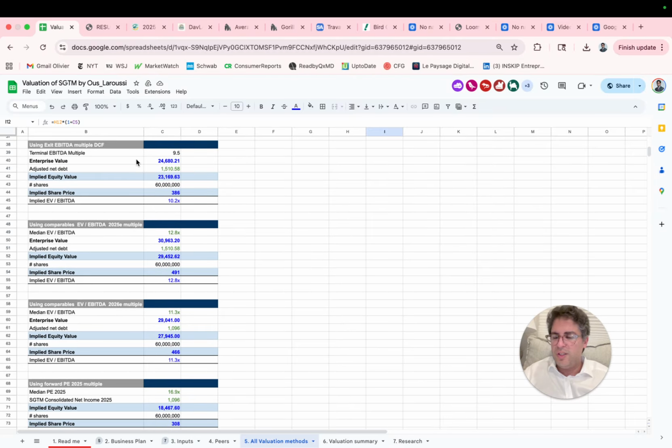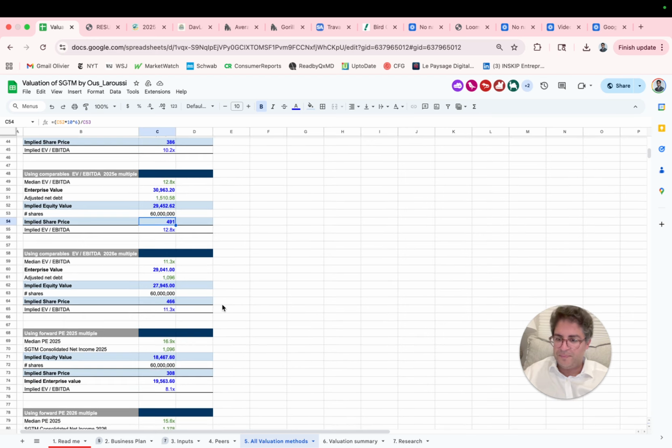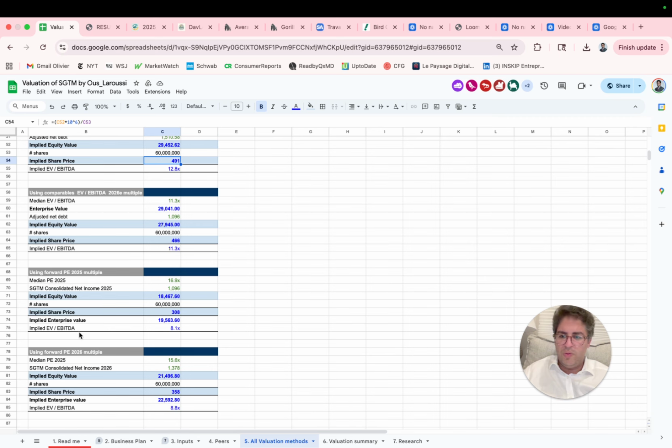Of course, for the DCF, for the exit EBITDA multiple and for the EV over EBITDA, you're calculating an enterprise value, but you need to remove the debt so that you can calculate the equity value that you divide by the 60 million shares to get the price per share. Then we move to the PE ratios, and in the same way, it's benchmark ratios that we apply to the consolidated net income, 25 for 25, 26 for 26, and it gives us an equity value.